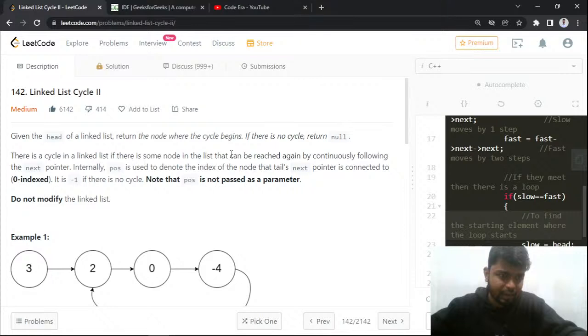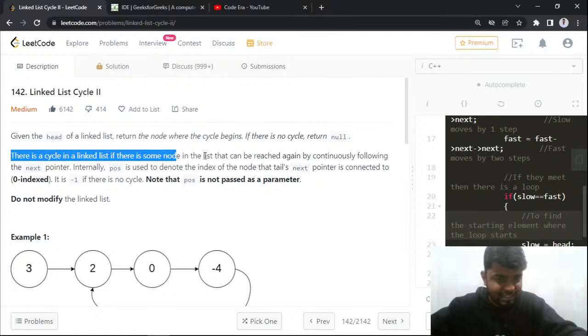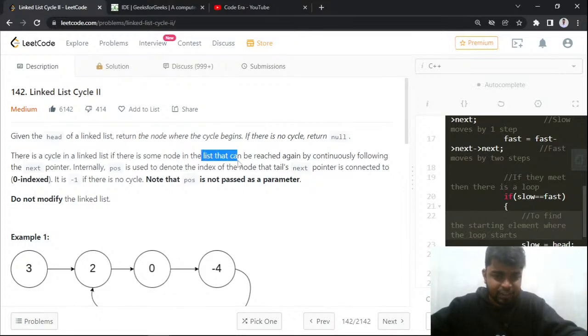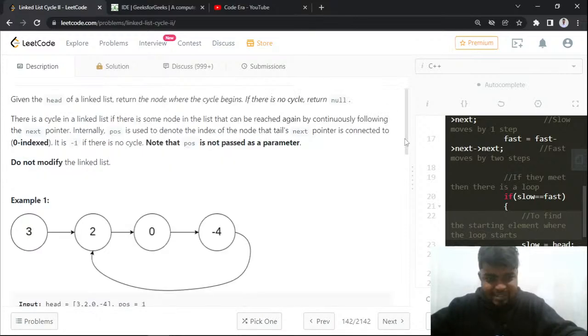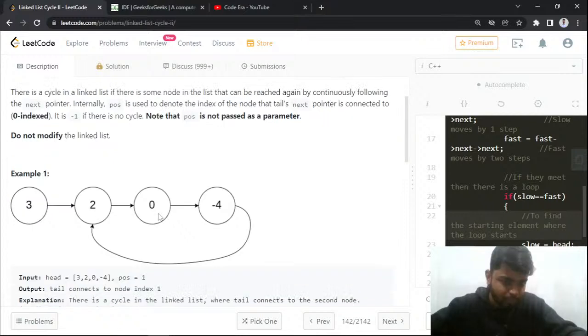So there is a cycle in a linked list if there is some node in that list that can be reached again by continuously following the next pointer. Okay, like this you can see there is a cycle when you can move from 2 to 0, then to minus 4, and then you move to 2 again. So this is a cycle, and the starting point of this cycle is 2, right? If a cycle does not exist, you have to return null.